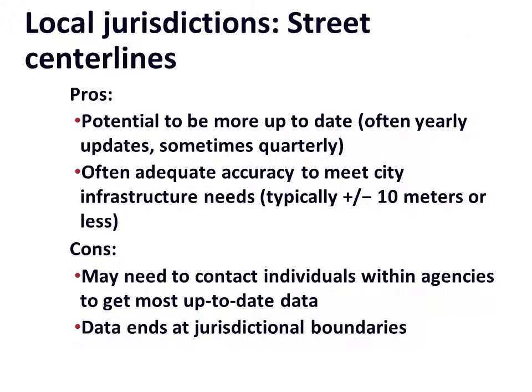Street center lines from local jurisdictions are potentially more up-to-date than some of the stuff you might download from census. They're often adequate accuracy to meet city infrastructure needs, so plus or minus 10 meters. You may need to find an individual within the agency to get you the best stuff. And then again, you're going across Fairfax County, you hit Fairfax City, big hole. So you've got to think about that kind of stuff.